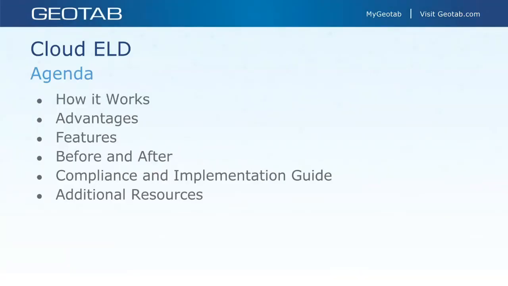So let's jump in. Cloud ELD, here's our agenda. Going to start by looking at what is Cloud ELD and how it works. Some advantages of Cloud ELD over the previous logic that we used to use, some features to be aware of, some new features that you might not know about in the Geotab Drive app and in the database that are going to help with keeping your fleet compliant. A before and after snapshot, looking at how it used to operate versus how the system operates now. And then finally, resources like the compliance and implementation guide and some additional resources as well to help you when you are sent on your way.